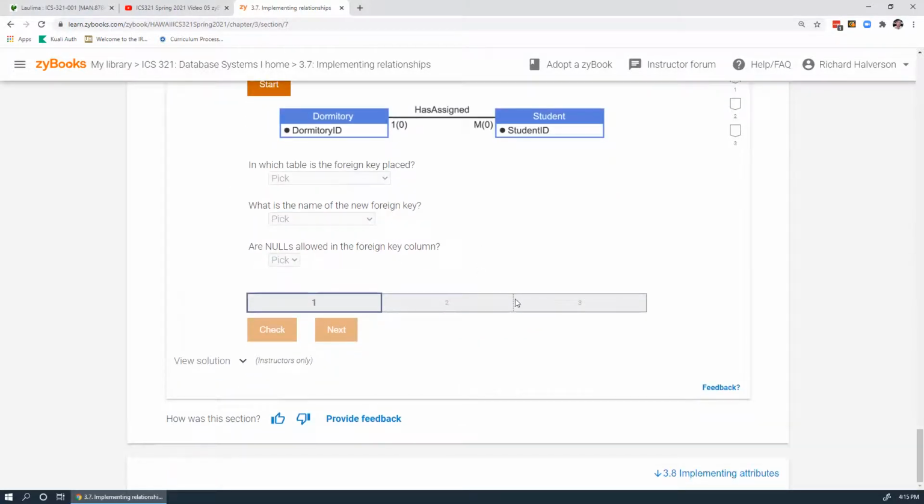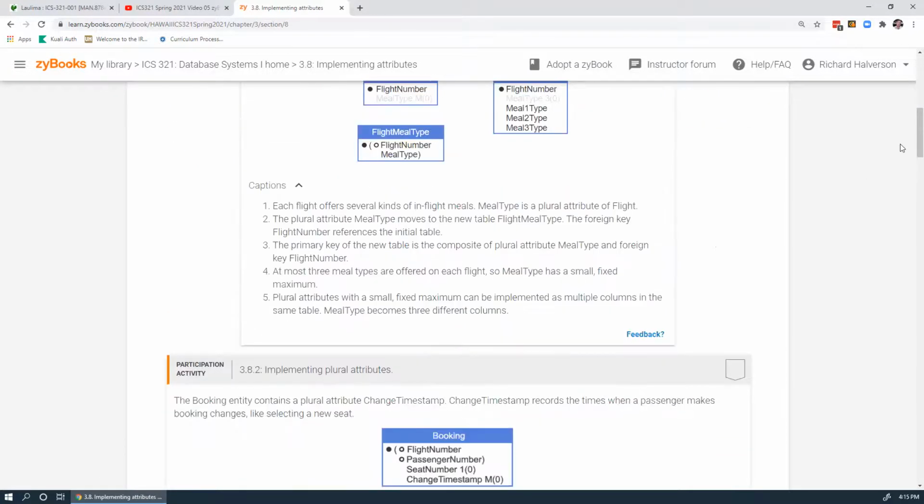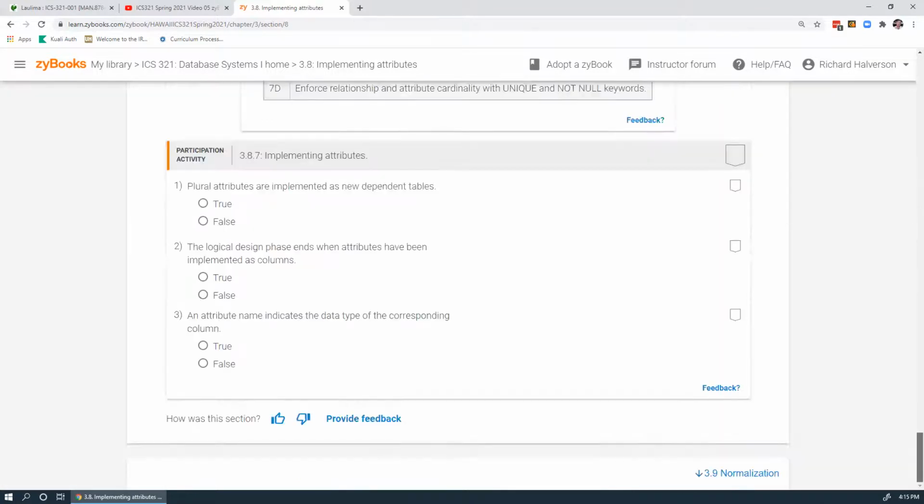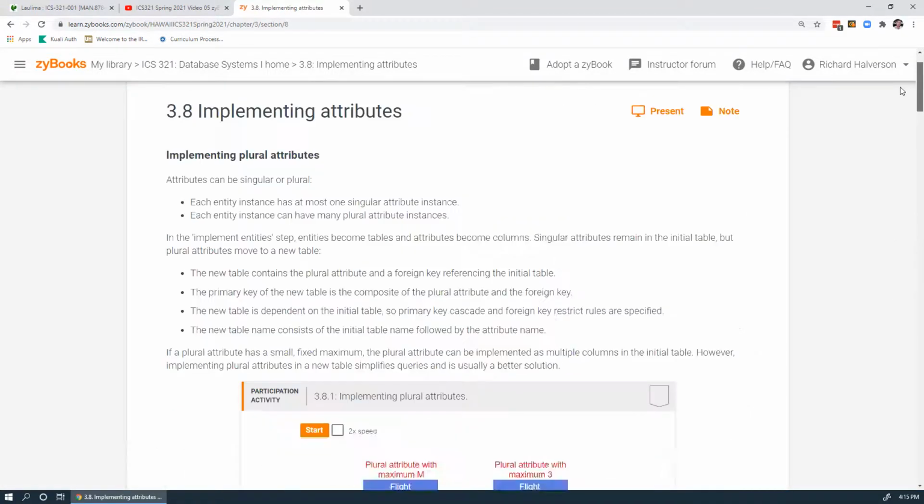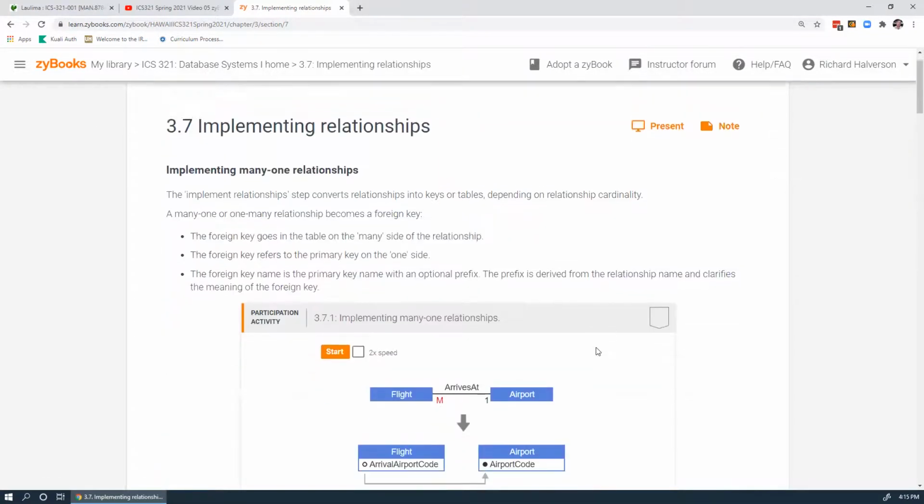Let's see what this looks like. How far are we implementing attributes? This might be the end. Implementing attributes. Oh, and then normalization. Okay, right. So implementing these.